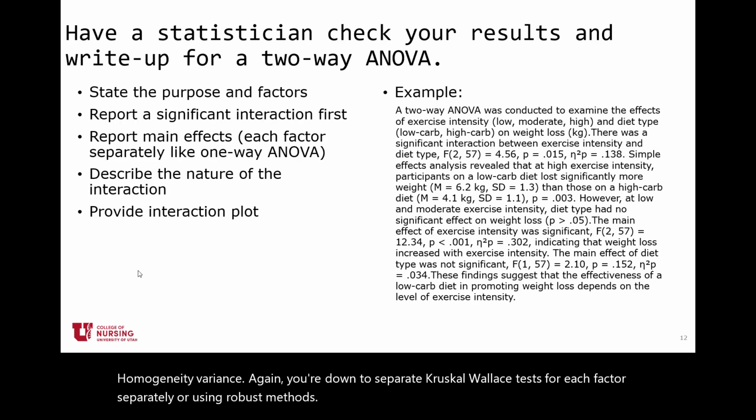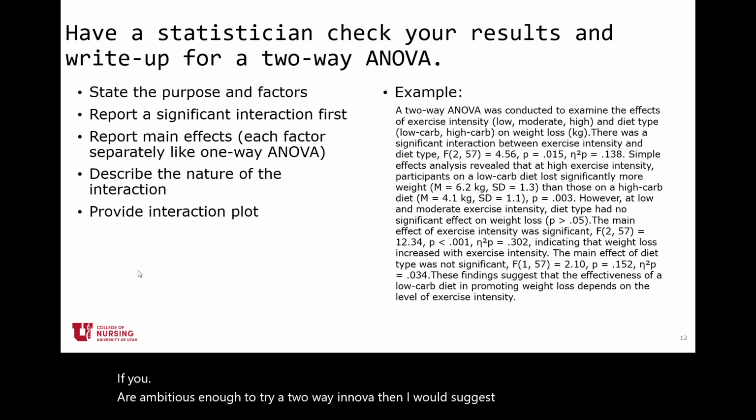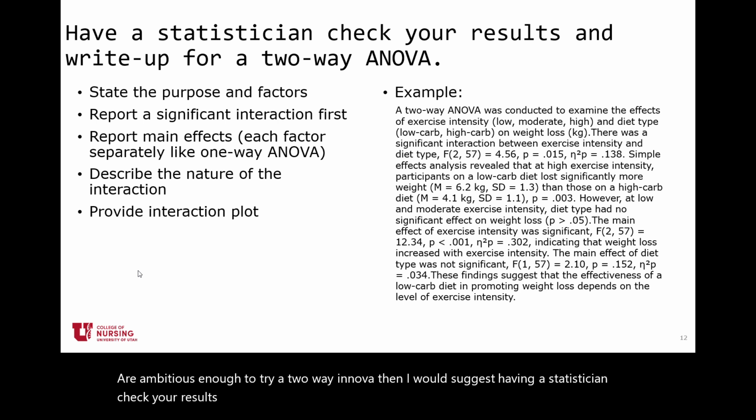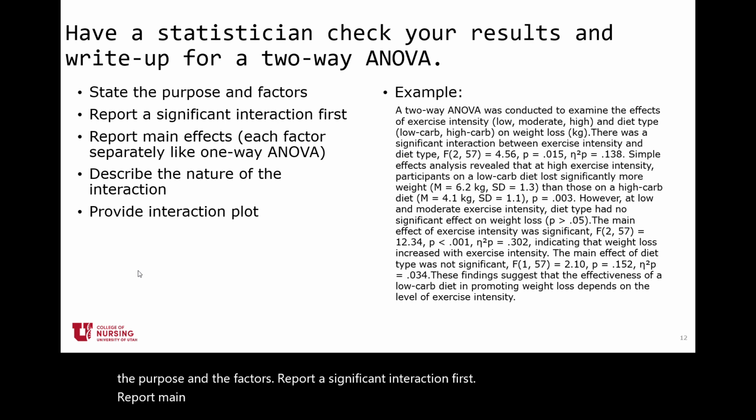If you are ambitious enough to try a two-way ANOVA, then I would suggest having a statistician check your results and your write-up. But a basic plan for writing that up would be to state the purpose and the factors, report a significant interaction first, report main effects, each factor separately, like one-way ANOVA, and describe the nature of the interaction, provide the interaction plot.